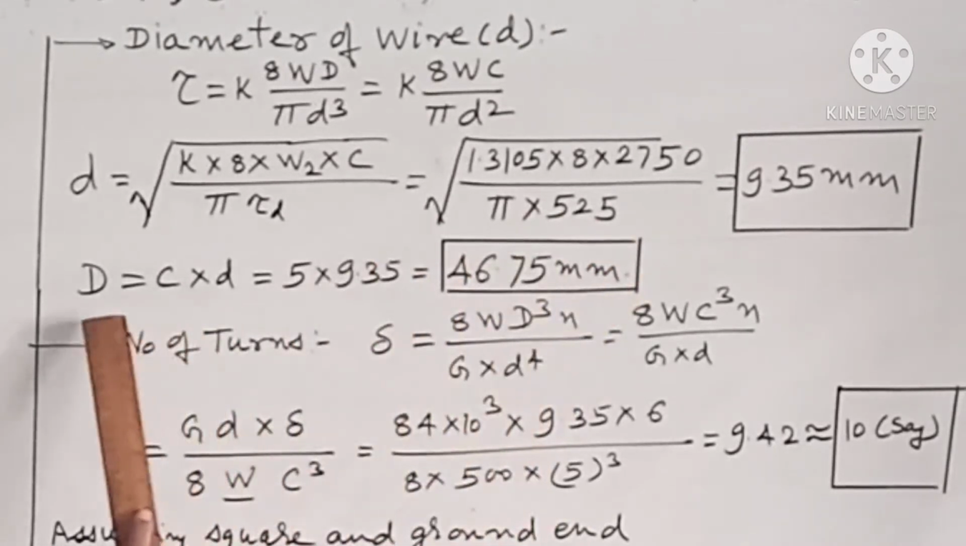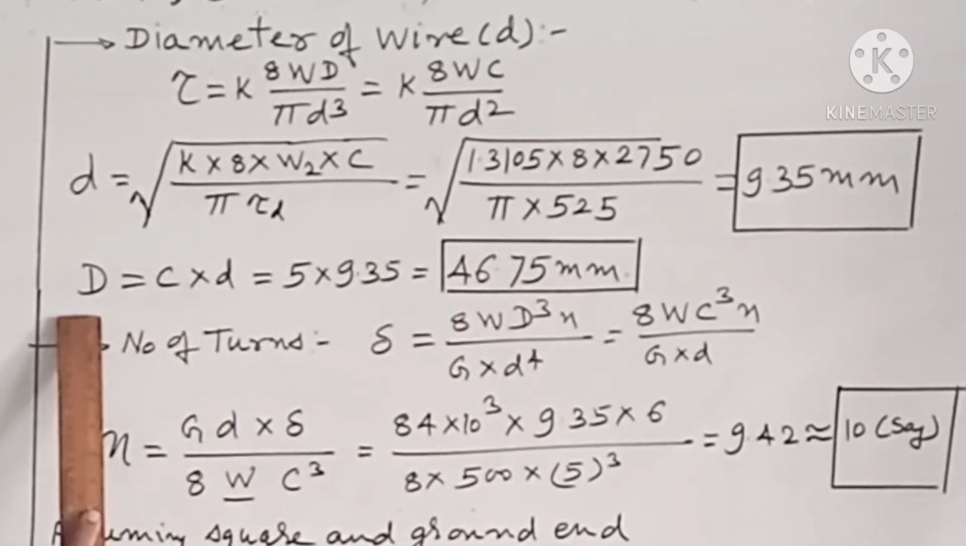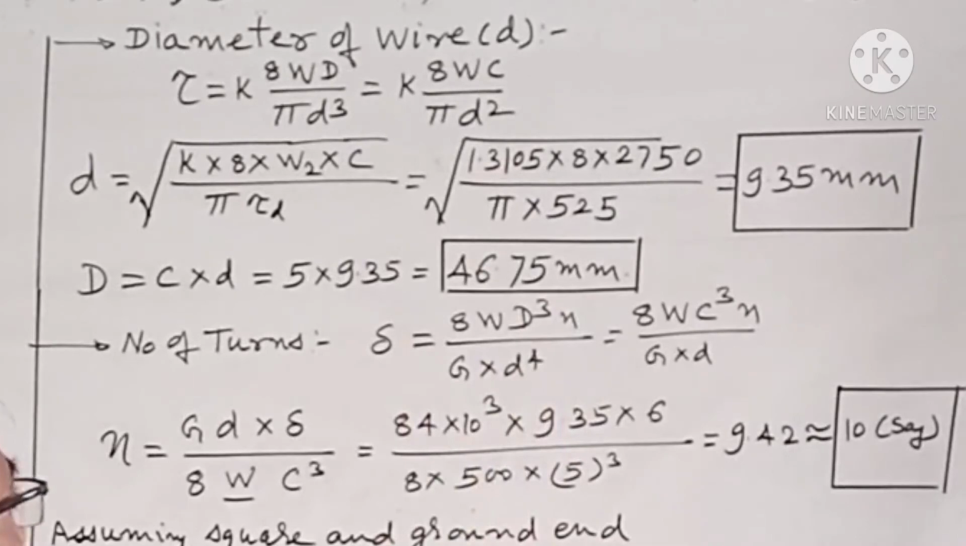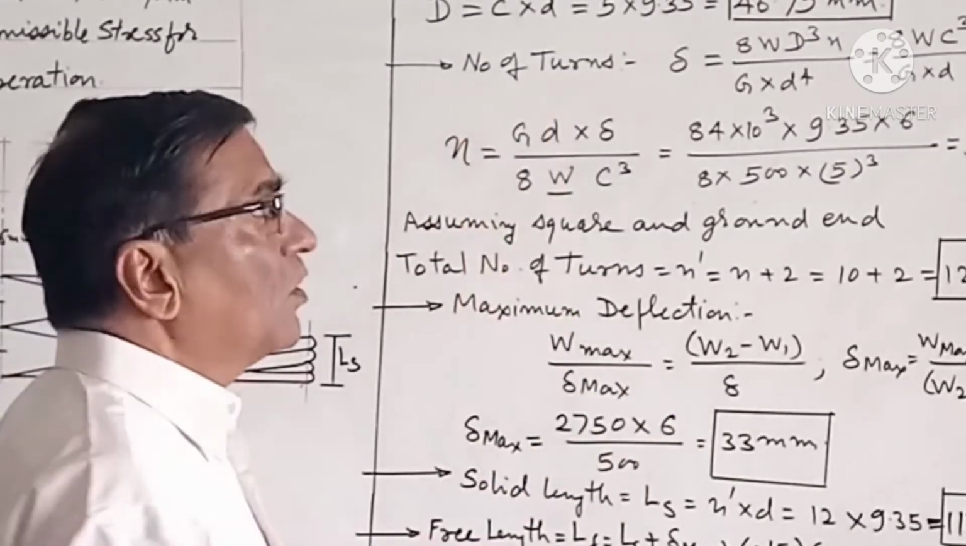From this formula, D is equal to C into d, we determine the mean coil diameter, that comes out to be 46.75 millimeter. Now second, determination of number of turns.